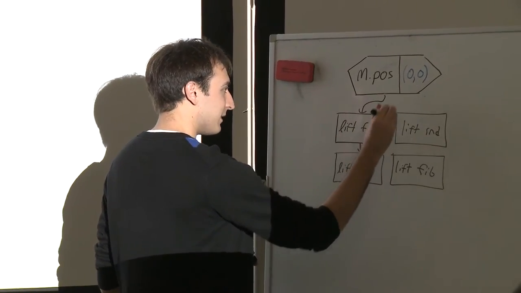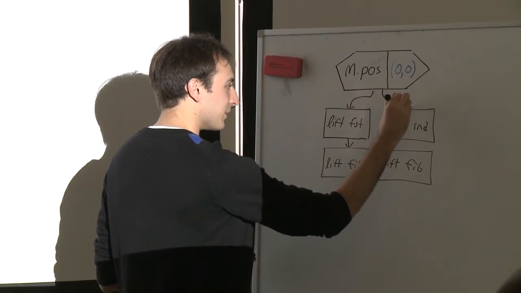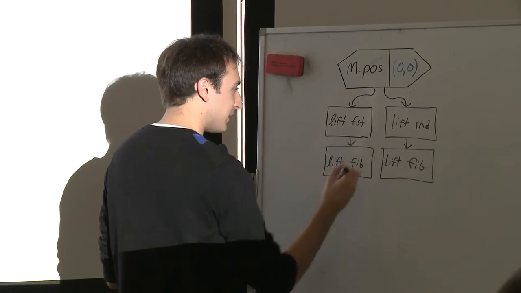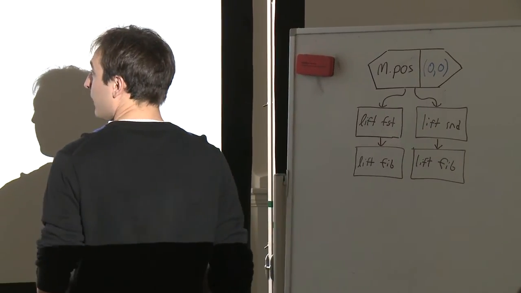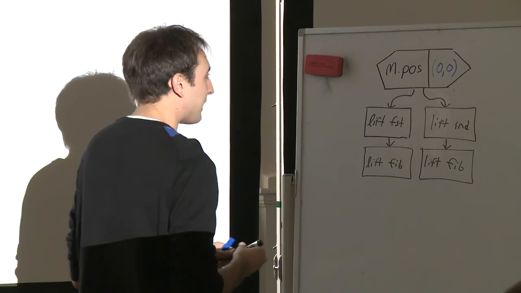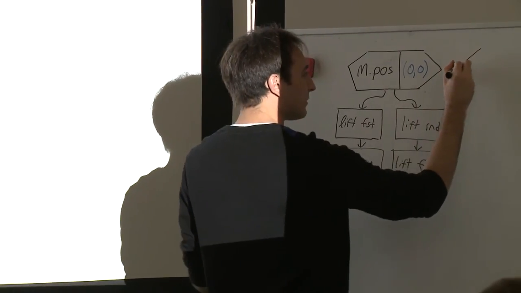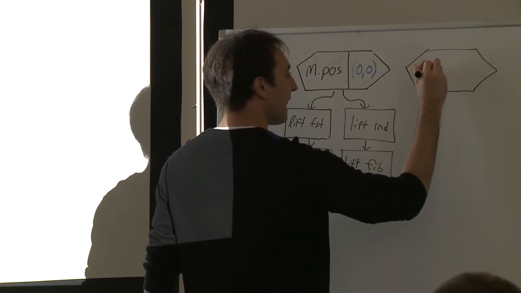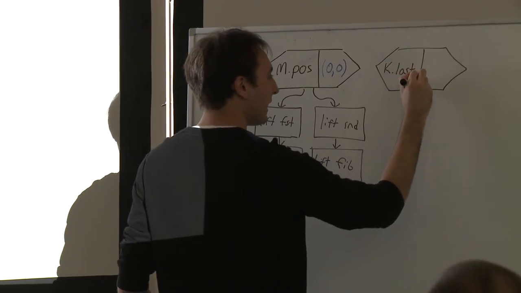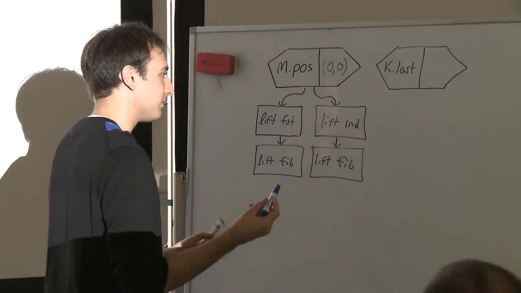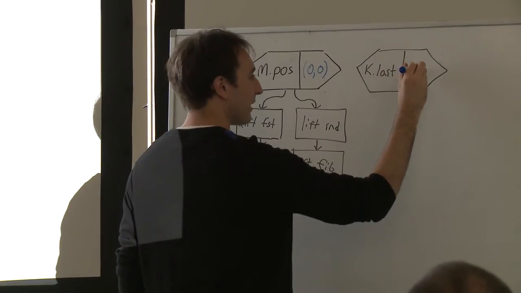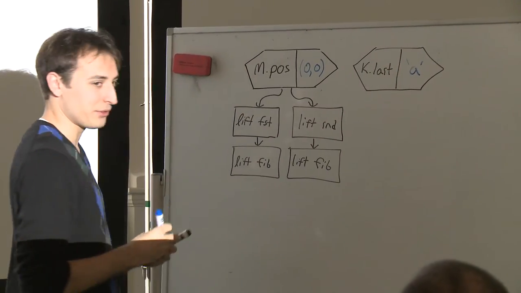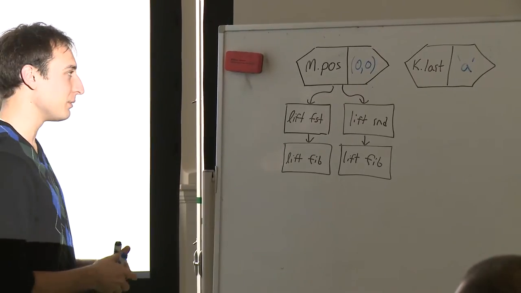We're going to take a look. These are signals. That's how these are connected in the signal graph. So the next thing we're going to take is the last key that we pressed, K.last. And for the sake of this, we're going to say that was just the letter A. That's what we start with, and that's the default, the last key that we pressed.